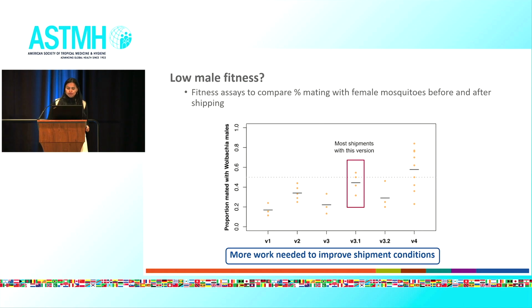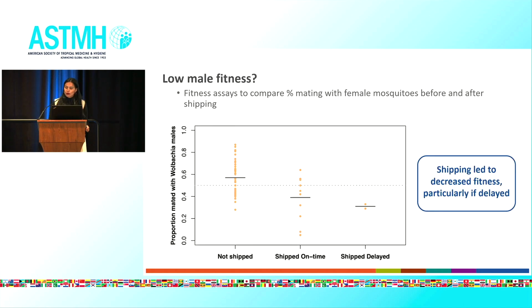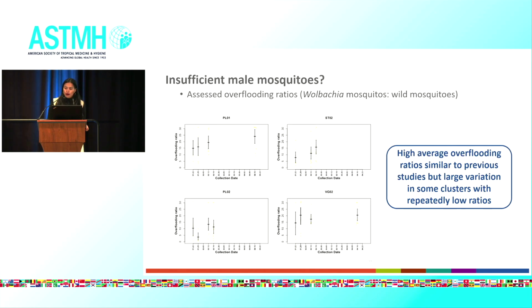This is the same experiment comparing fitness for freshly reared mosquitoes and not shipped, mosquitoes shipped on time, and mosquitoes that were delayed. We know that shipping mosquitoes have a fitness cost, and these experiments with delayed shipments suggest even a greater fitness cost. What about the number of mosquitoes being released?